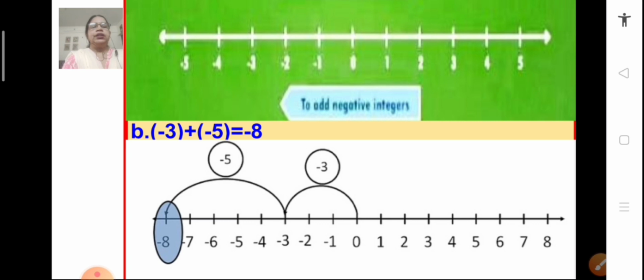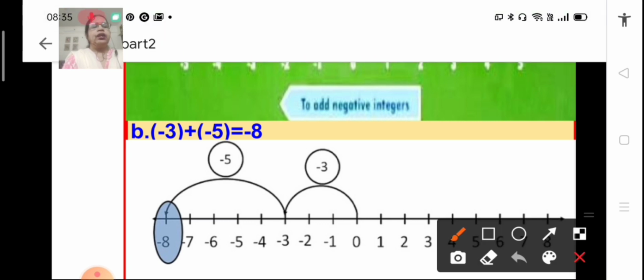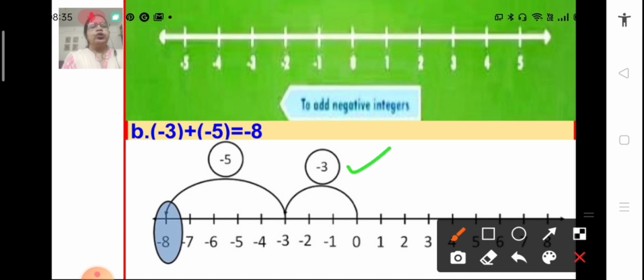B, negative 3 plus negative 5. So for negative 3, from 0 we move to the left and reach negative 3 here. We move further left because it is negative 5, and where do we reach? We reach negative 8. So negative 3 plus negative 5 is equal to negative 8.